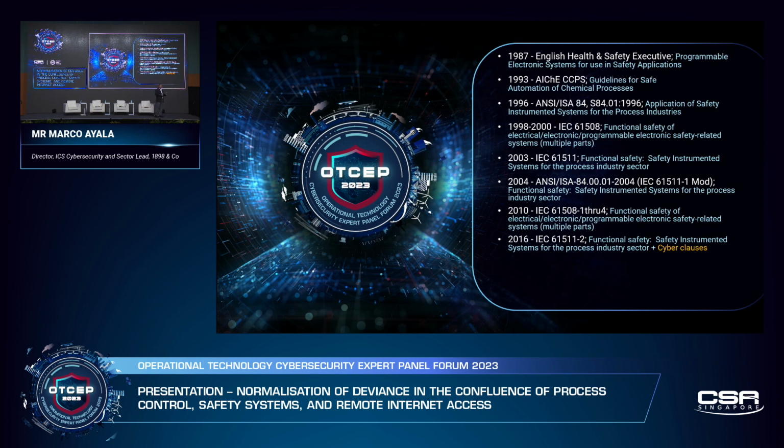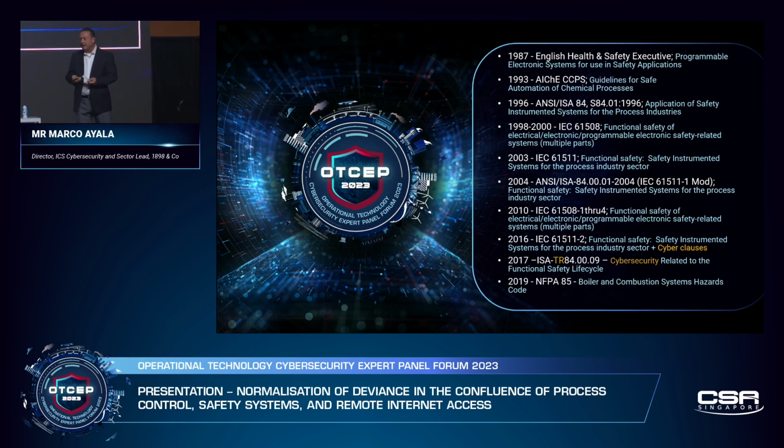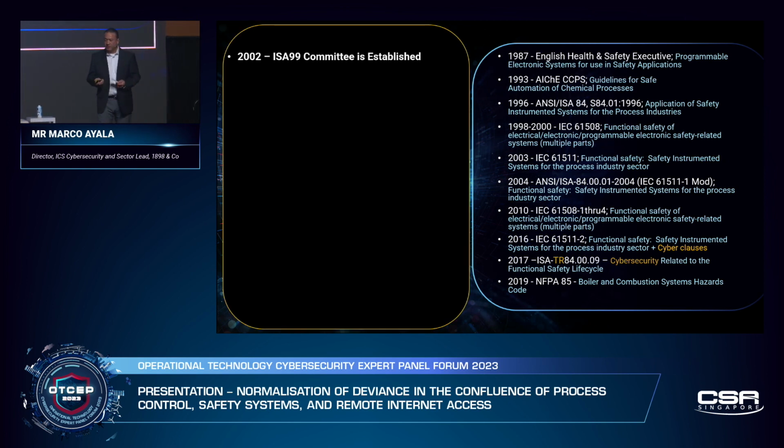It didn't tell you how, it just said you need to do a risk assessment and you need to document your vulnerabilities. In 2017, a technical report came out from the ISA, the 84, and it was really talking about different models, different terminations, integrated versus coupled. And then in 2019, even the National Fire Protection Agency started allowing control and safety in the same chassis. That's huge for NFPA. That's your large-scale industrial boilers, and so forth.